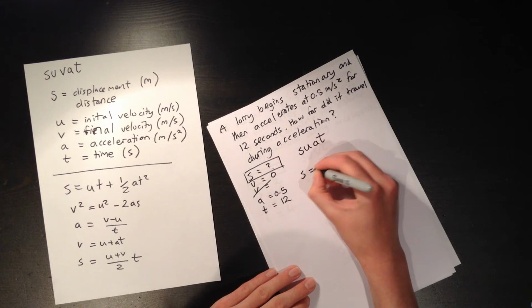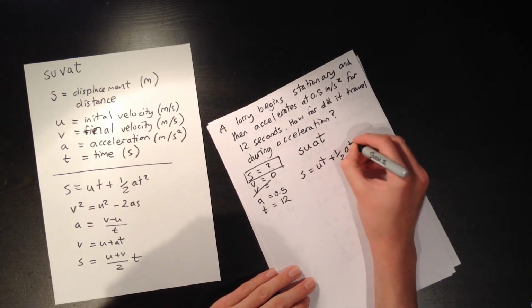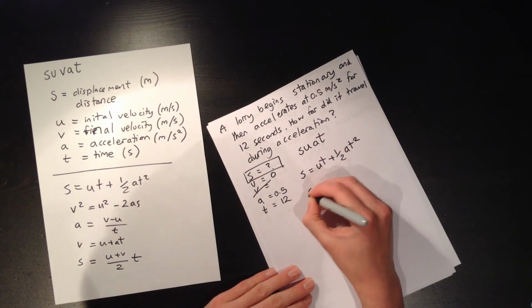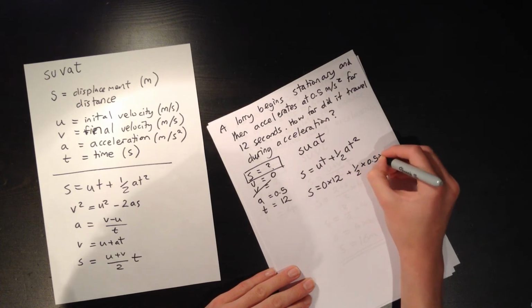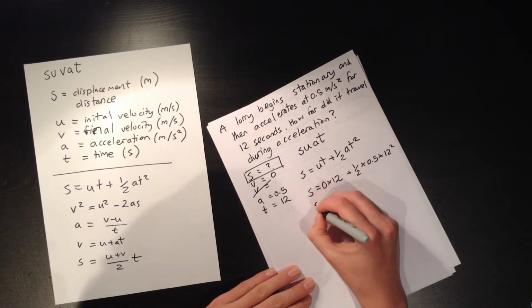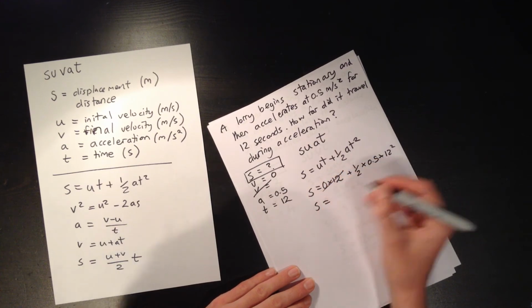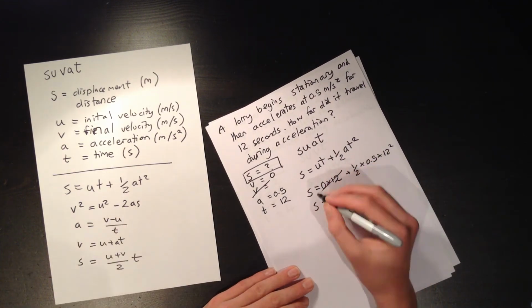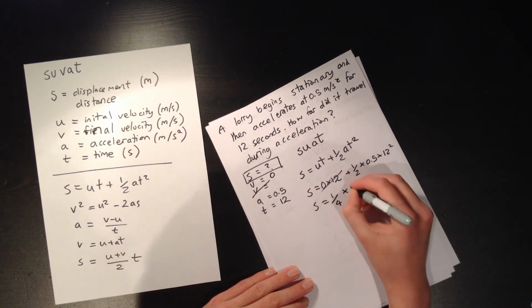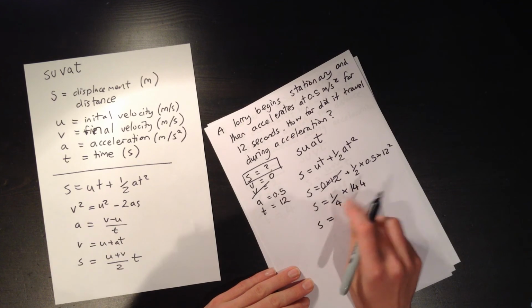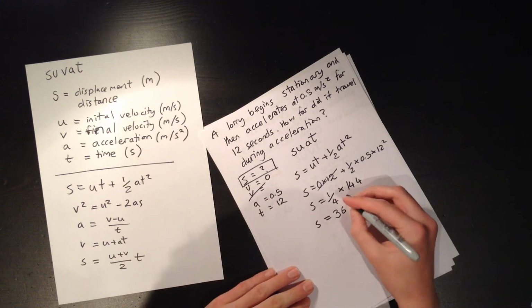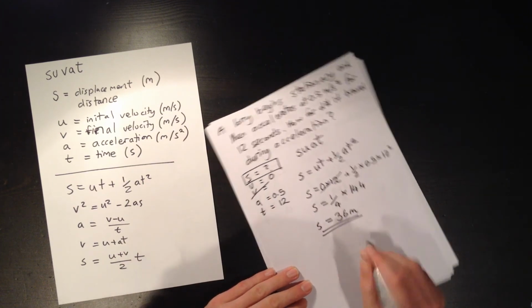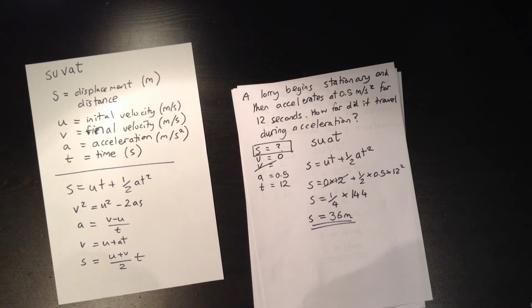We need to find something that links s, u, a, and t. So I'm going to use s equals ut plus half at squared. Again, put in the numbers that we know: 0 times 12 plus 1/2 times 0.5 times 12 squared. This bit is 0, so we can get rid of that. And 1/2 times 1/2 is 1/4. 12 squared is 144, and 1/4 of 144 is 36. And because it's a distance or a displacement, we use meters. So it travels 36 meters during its acceleration.